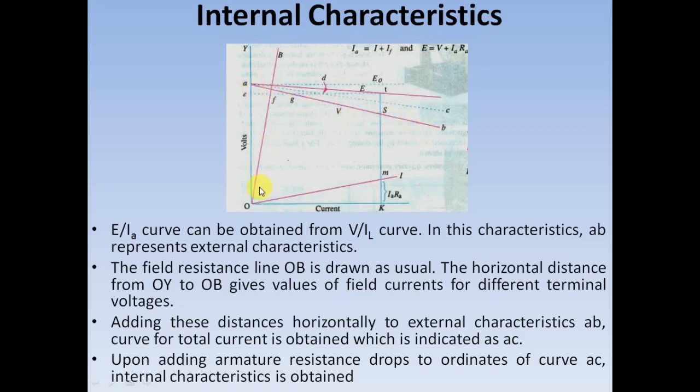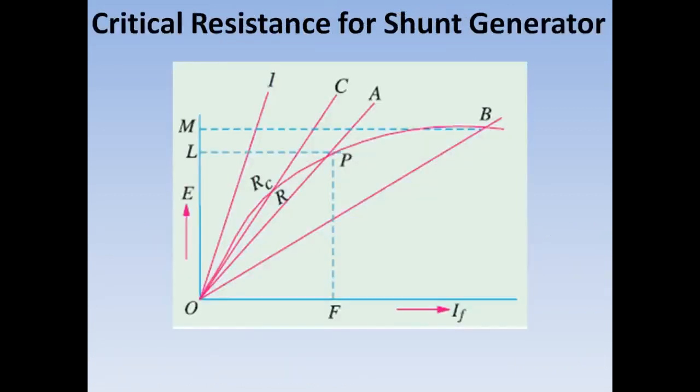Here if you see another line OB is drawn. This line OB is just like the field resistance lines which have been drawn in the case of OCC as shown here. That is just like how we are drawing the lines OL, OC, OA, OB.